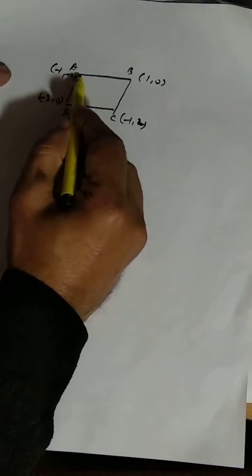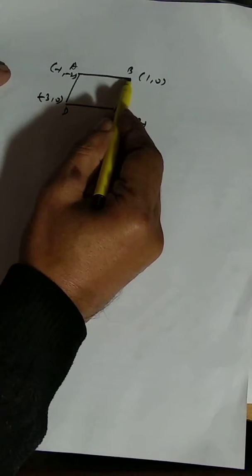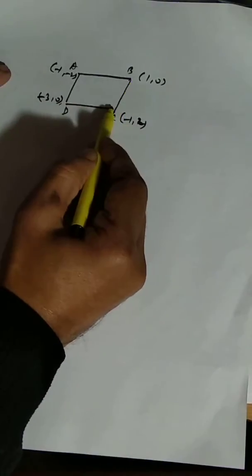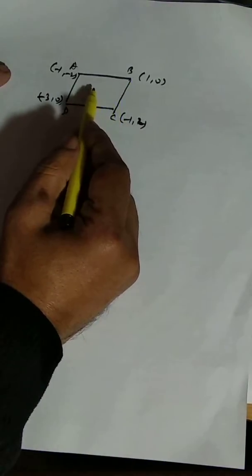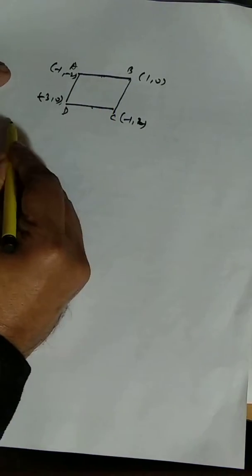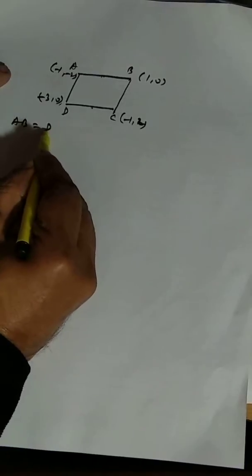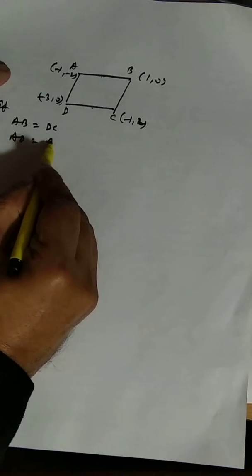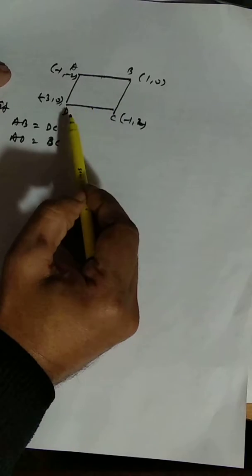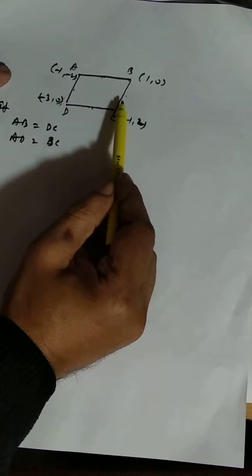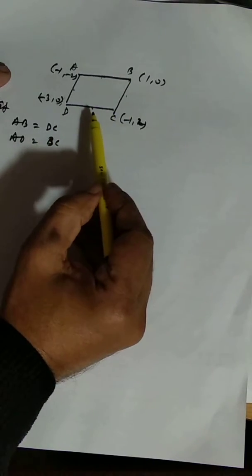We can find the distance of AB by the distance formula that we have already discussed. DC, AD, and BC. For parallelograms, the basic requirement is that the opposite sides should be equal. If AB is equal to DC and AD is equal to BC, if these two conditions are satisfied, it will prove beyond any kind of doubt that this is a parallelogram.